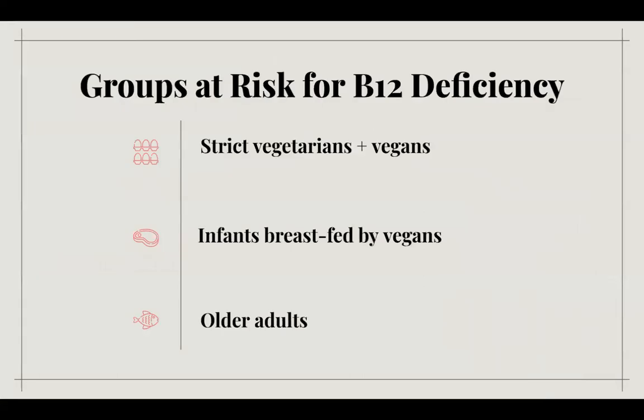What are the groups at risk for vitamin B12 deficiency? As we discussed, strict vegetarians and vegans because they do not consume animal products, the main source. Infants breastfed by vegans, and older adults. Older adults are at risk for B12 deficiency because atrophic gastritis is an age-related condition.